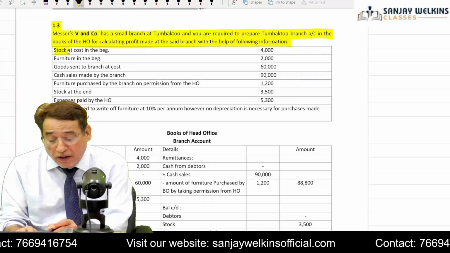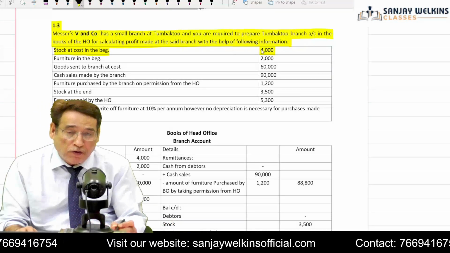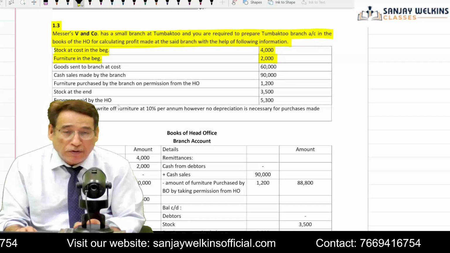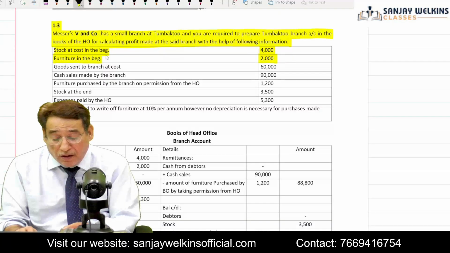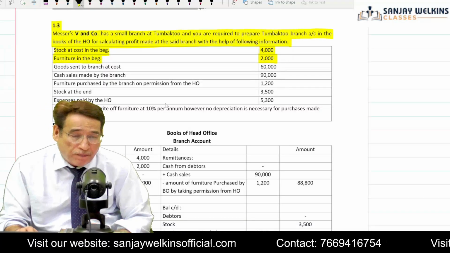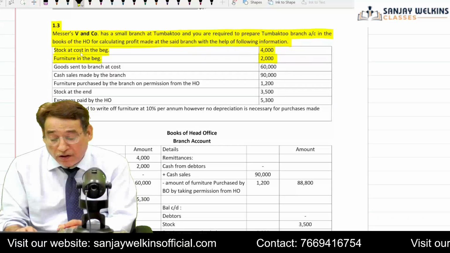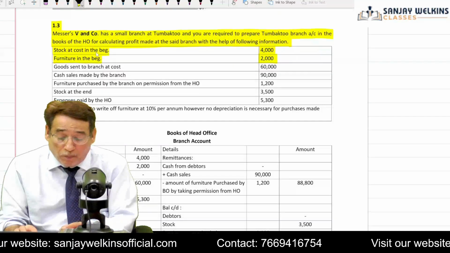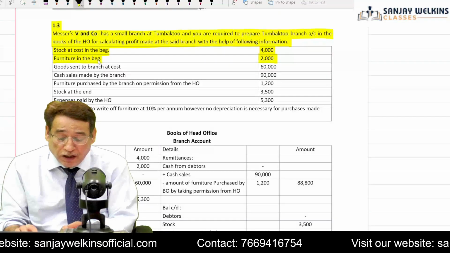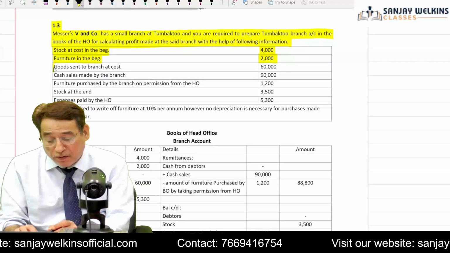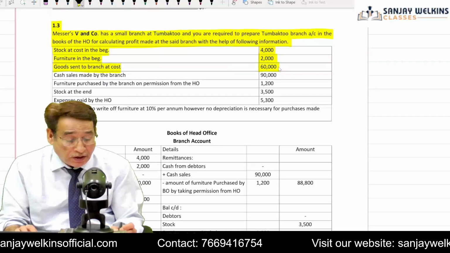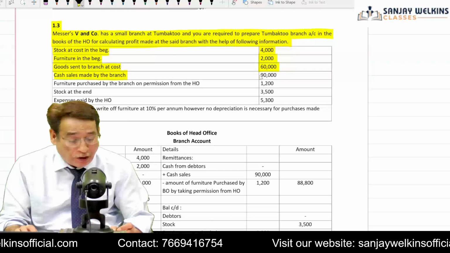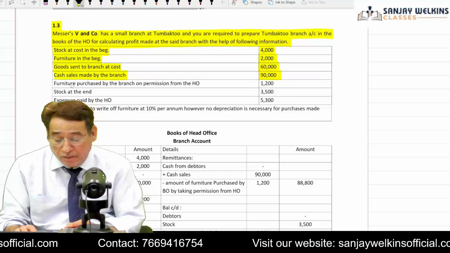So here we are being given stock at cost in the beginning, which is equal to 4,000. Furniture in the beginning is 2,000. Now in this particular question, we are being given the opening balance of stock, and besides that we are being given the opening balance of furniture also. Goods sent to branch at cost is equal to 60,000 and cash sales made by the branch is equal to 90,000. Is it clear to you?